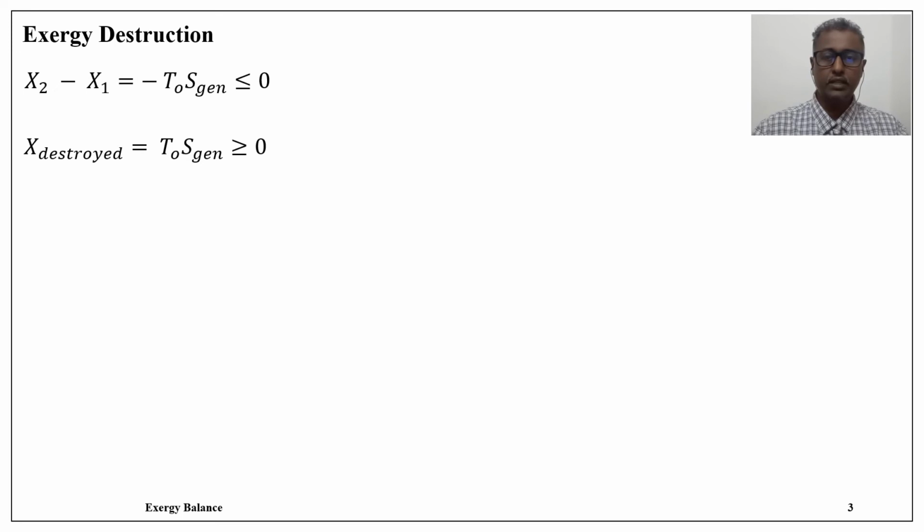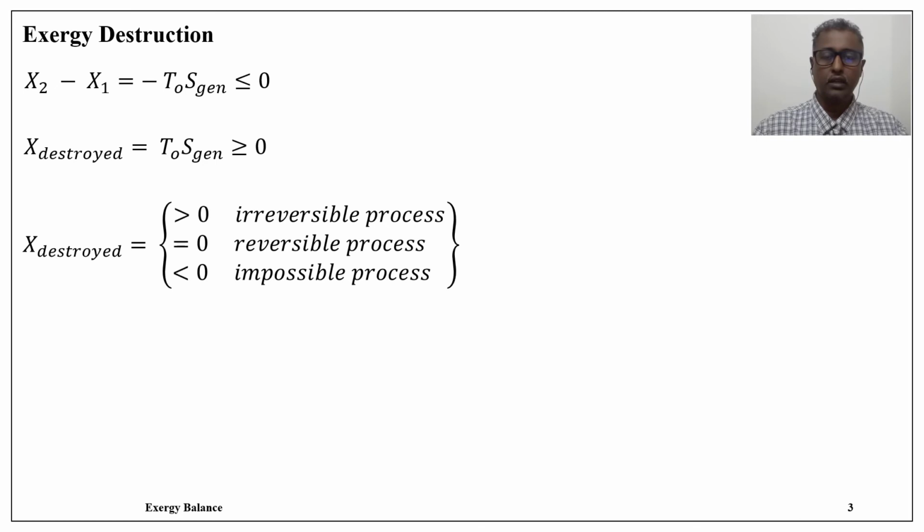The exergy destruction principle is now given as: if exergy destroyed or destruction is equal to 0, then it is a reversible process. If exergy destroyed is greater than 0, then it is an irreversible process. If exergy destroyed is less than 0, then the process is impossible.